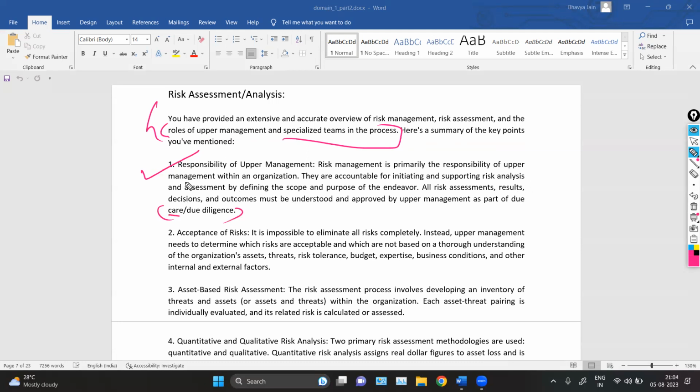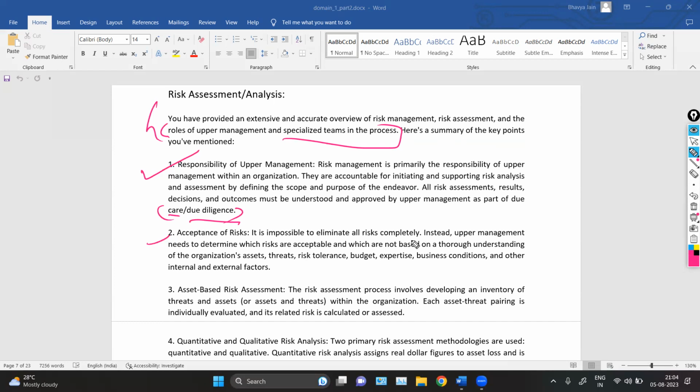Due care is all about planning, like planning for the risk, etc. And due diligence is all about implementing, or taking the initiatives to accomplish whatever we have planned in due care. So risk assessment, or whatever factors we have in security, is overall the responsibility of the upper management. We need the approval of the upper management for defining or implementing any strategy that is defined by the CISO or the security managers.